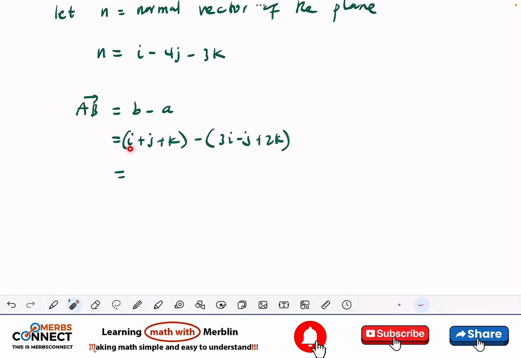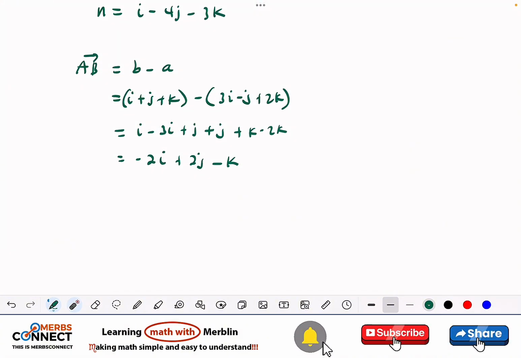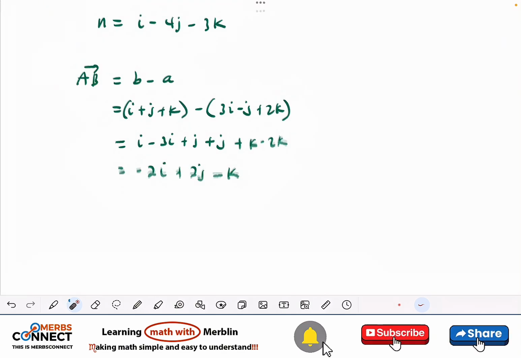Same direction, i to i: I'm going to have i minus 3i, which is minus 2i. Then j minus minus j, which will be positive, so plus 2j. And then k minus 2k. So this is going to give us minus 2i plus 2j minus k. So now I have this and I have that.